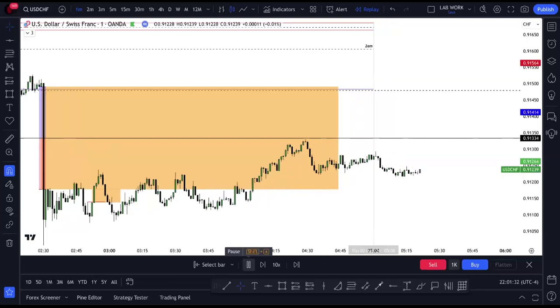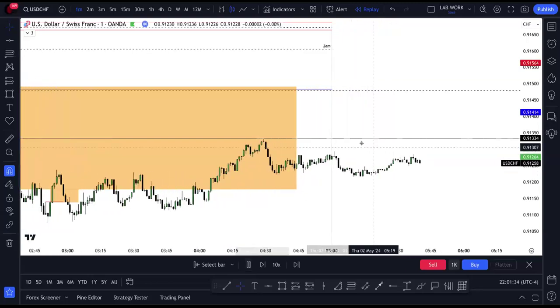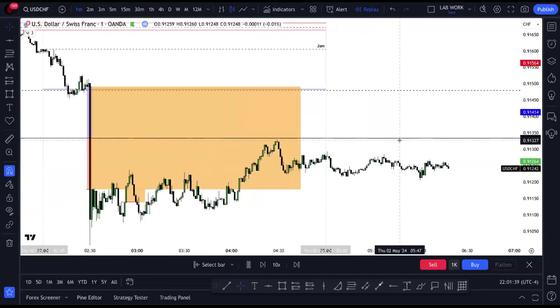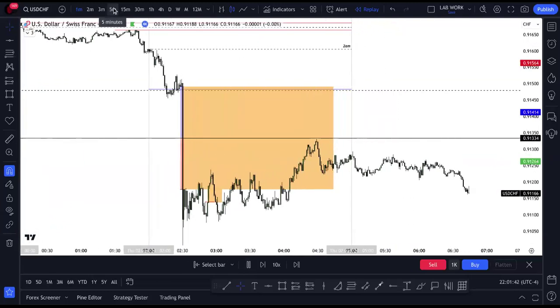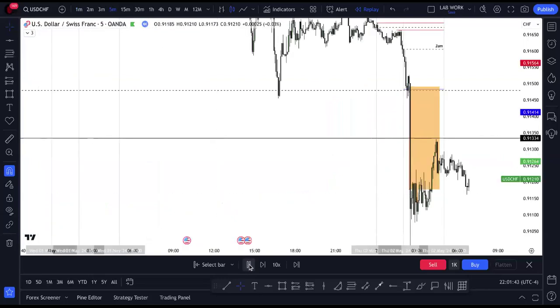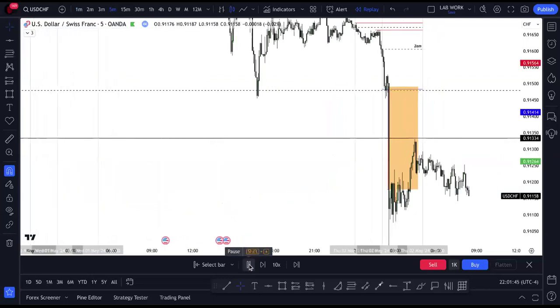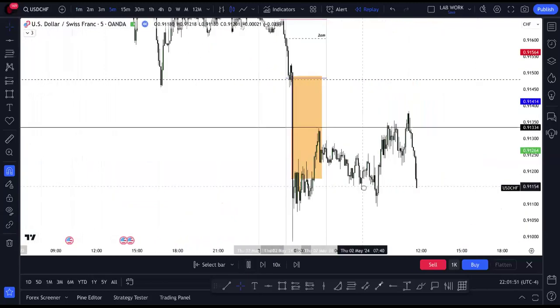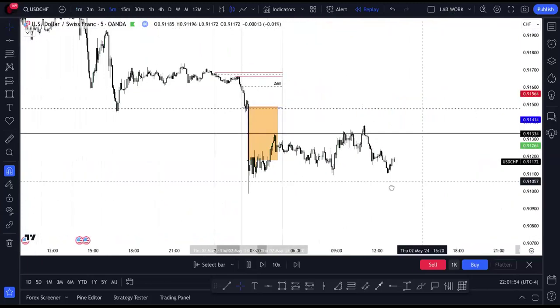Let's see if it does. New York session should tap it. Odds are New York does hit it. Or doesn't. No, there it is. See? Eventually it's going to get tapped. And then we should probably see price maybe sell off from there.